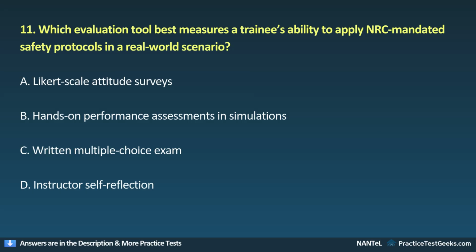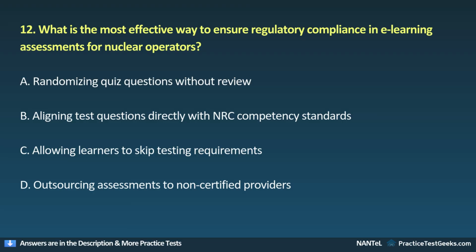11. Which evaluation tool best measures a trainee's ability to apply NRC-mandated safety protocols in a real-world scenario? A. Likert scale attitude surveys. B. Hands-on performance assessments in simulations. C. Written multiple-choice exam. D. Instructor self-reflection.